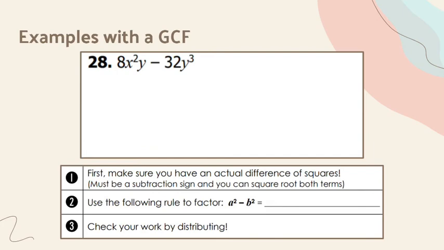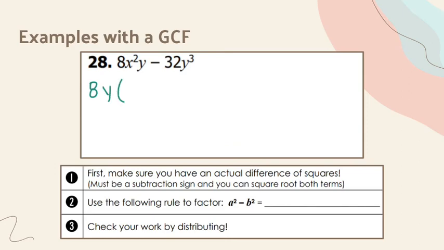All right, the last example I'm going to do with you today is number 28. So we're going to take out a greatest common factor again. This actually tells us that we need to do that, so that should be obvious on these. 8 and 32 have a greatest common factor of 8. So we can take 8 out of both of these. X squared is here, but there's no x here. So we cannot take an x out. Y and y cubed, we can take y out.